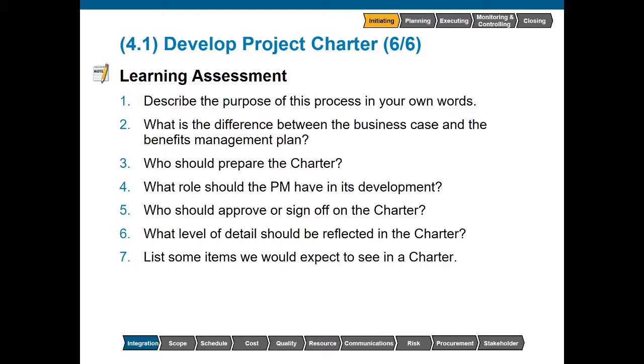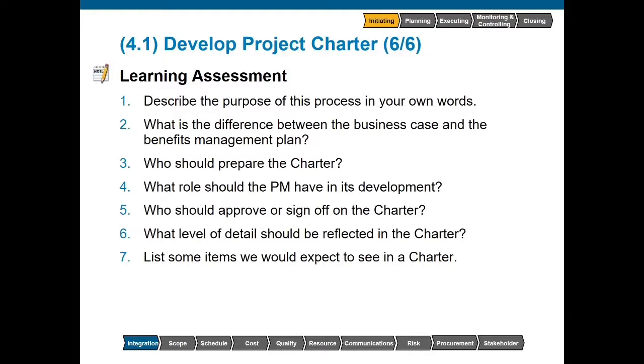Who should prepare the charter? The sponsoring organization or the project manager in collaboration with the initiating entity should prepare the charter. What role should the project manager have in its development? The project manager should take an active part in it in order to ensure that they understand key objectives and the big picture goals. Who should approve or sign off on the charter? The sponsor should sign off on the charter.